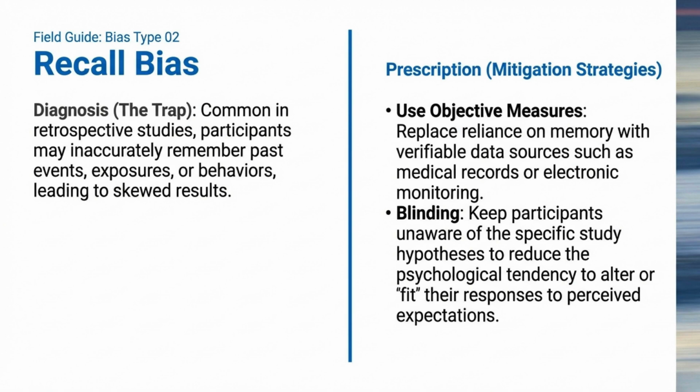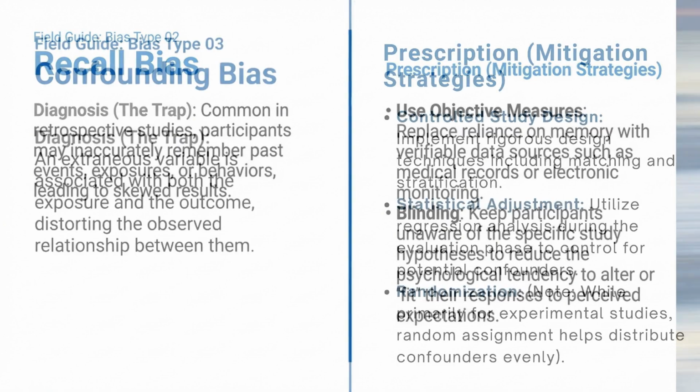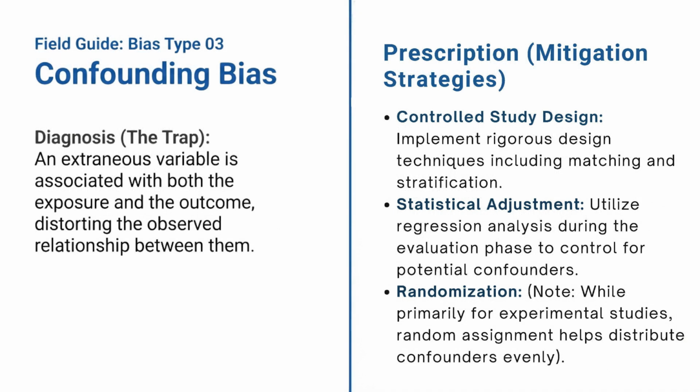Number two, blinding. Keep participants unaware of the specific study hypotheses. If they don't know what you're looking for, they are less psychologically inclined to alter or fit their responses to meet your perceived expectations. Now we arrive at perhaps the most important trap in epidemiology, confounding bias.